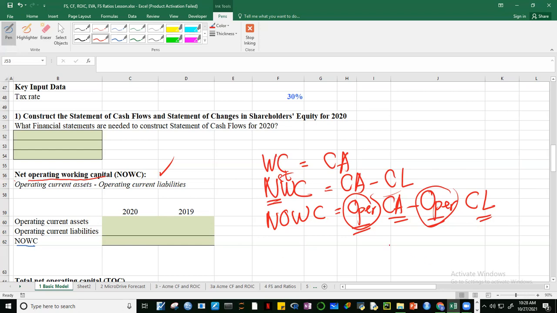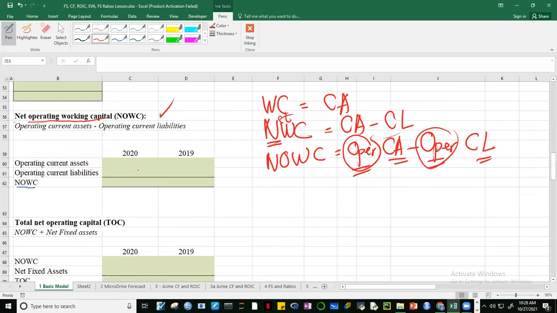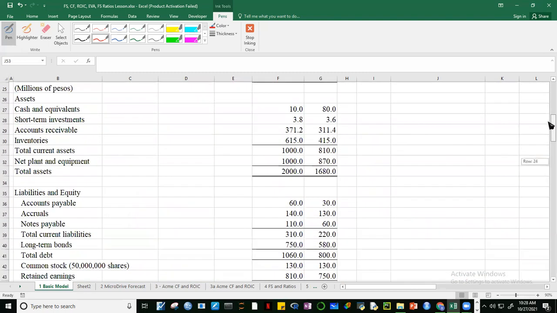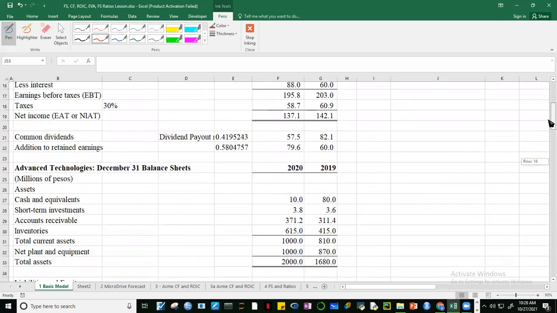So let's work on this. We're going to compute for the net operating working capital for 2020 and 2019. So the formula is the operating current assets minus the operating current liabilities. So that's how we compute for the net operating working capital. Again, I'm getting a signal of unstable internet. Okay, so let's go to our balance sheet.